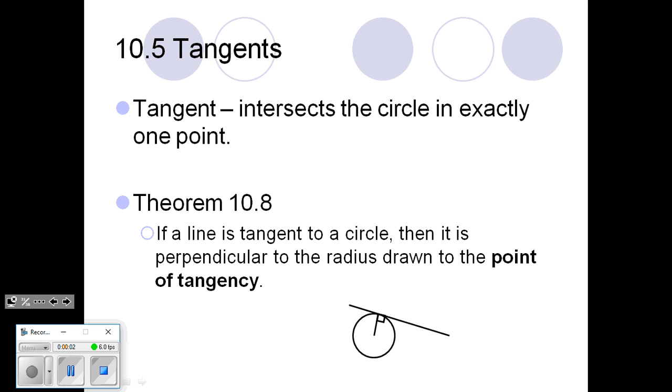Okay, welcome to the unit talking about tangent lines. This is chapter 5, section 5 and chapter 10 of the second half of geometry. A tangent line intersects a circle in exactly one point.